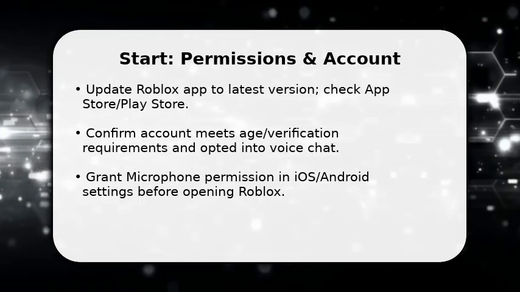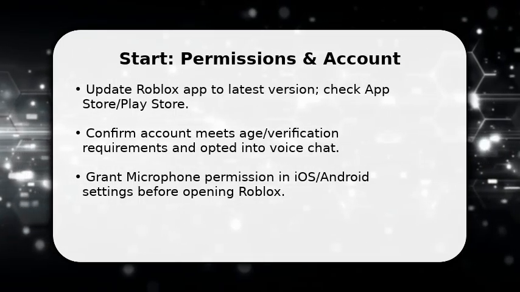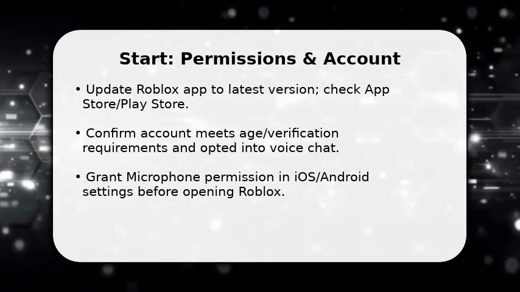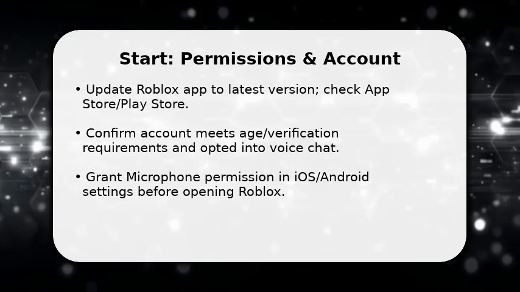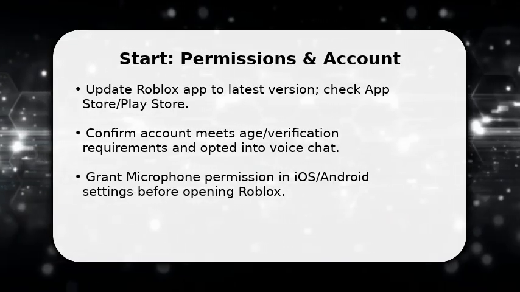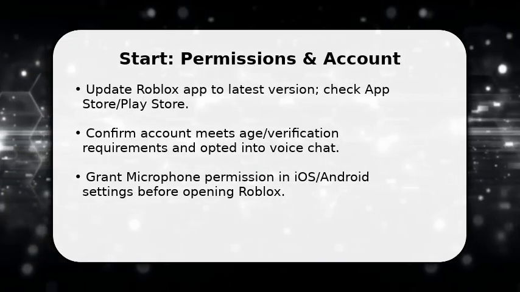Once done, launch Roblox, go to Settings Privacy and enable voice chat or spatial voice if visible. This activates the in-game toggle. Make sure you do these steps before testing in a game so the app can register your mic.